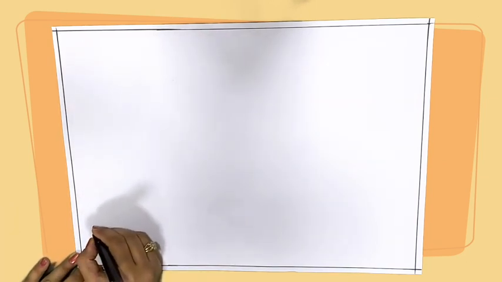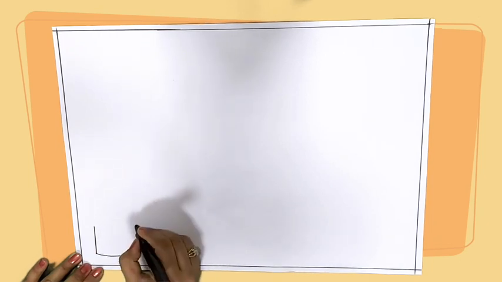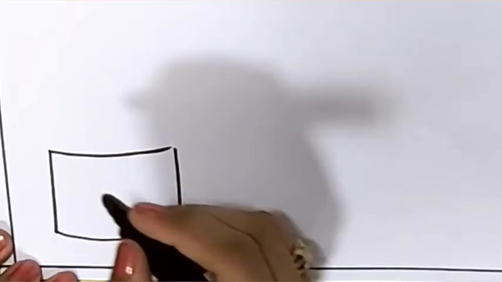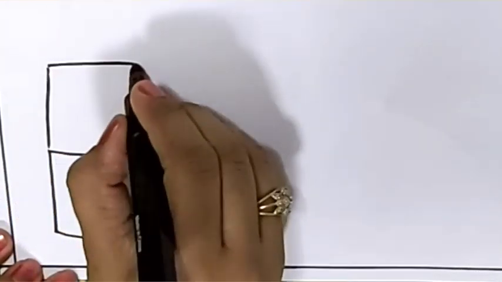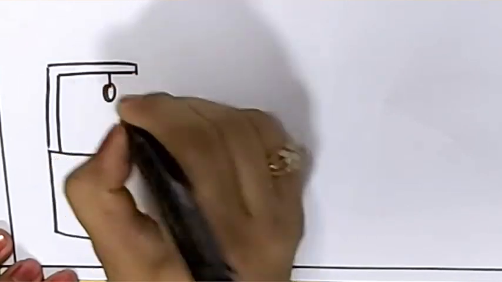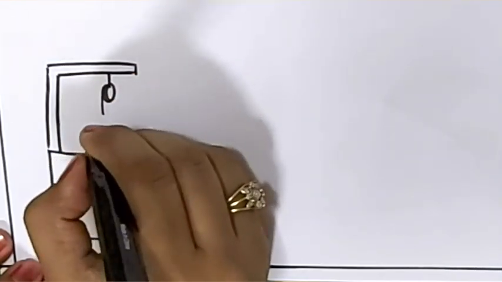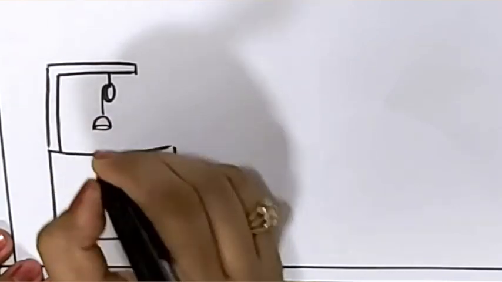Alright, so I'm having A3 paper this time, and I've started from the bottom left corner where I'm drawing a well and a woman who is taking out water from the well. Okay, so you can follow how I'm drawing and keep drawing along with.